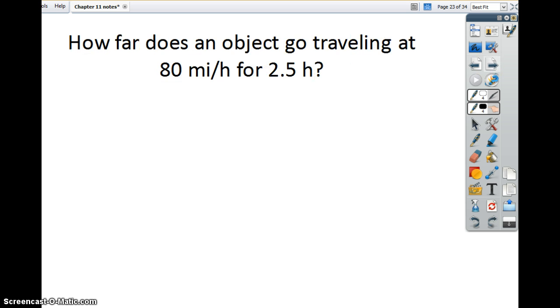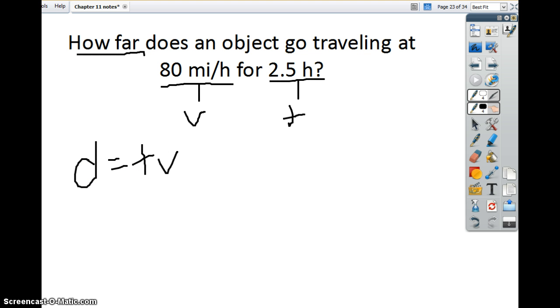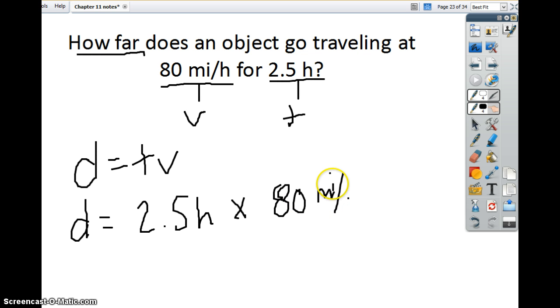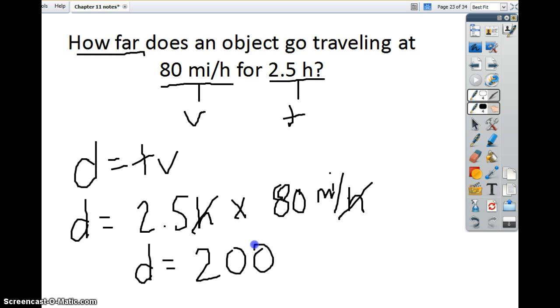We have one last problem, and you should pause and try to do this one on your own. How far does an object travel going at 80 miles per hour for 2.5 hours? 80 miles per hour is our velocity, 2.5 hours is our time. How far is asking distance. So this time it's d equals tv. So we're going to take our time, 2.5 hours, times our 80 miles per hour. Our hours will cancel out, so we'll be left in miles. So d is equal to 2.5 times 80, which is 200 miles.